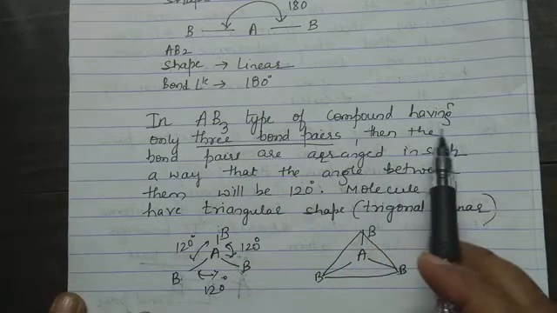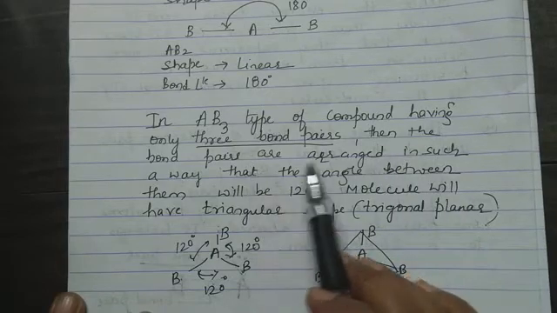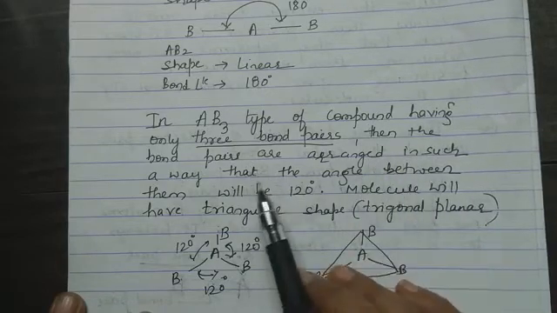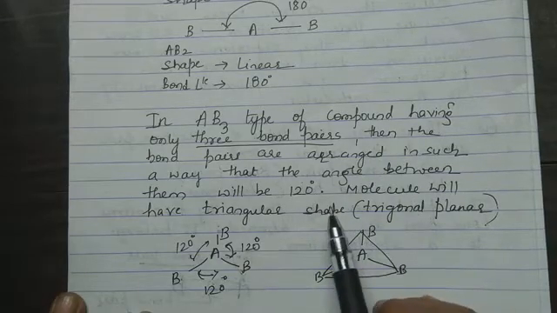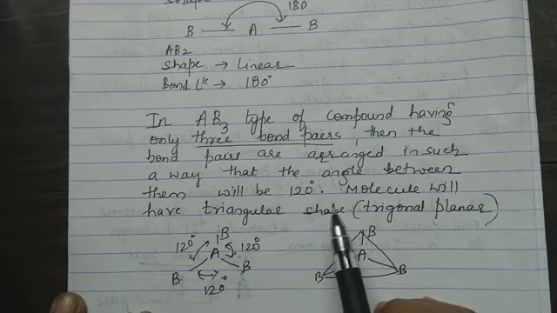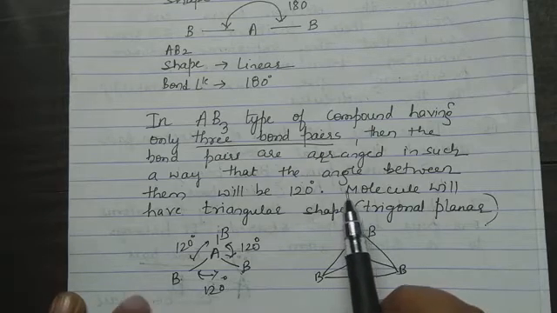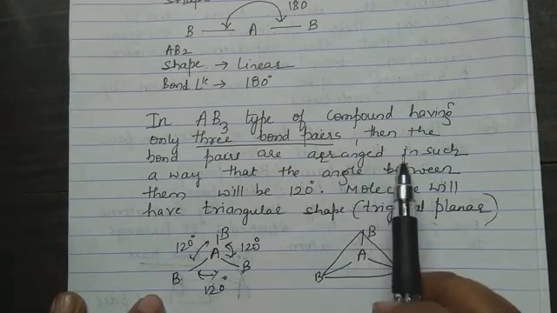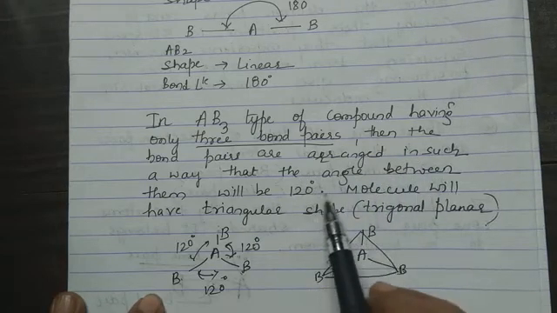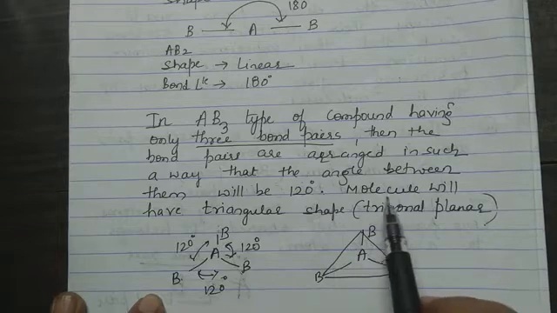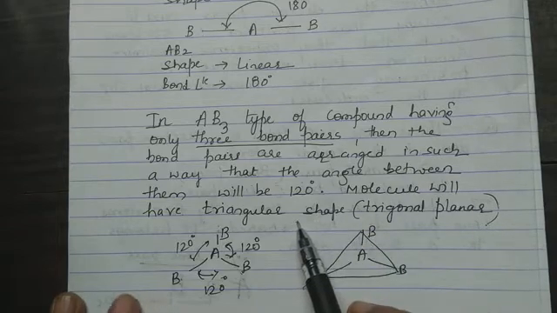compound having only 3 bond pairs, then the bond pairs are arranged in such a way that the angle between them will be 120 degrees. Once again I shall read. In AB3 type of compound having only 3 bond pairs, then the bond pairs are arranged in such a way that the angle between them will be 120 degrees and the molecule will have trigonal shape.